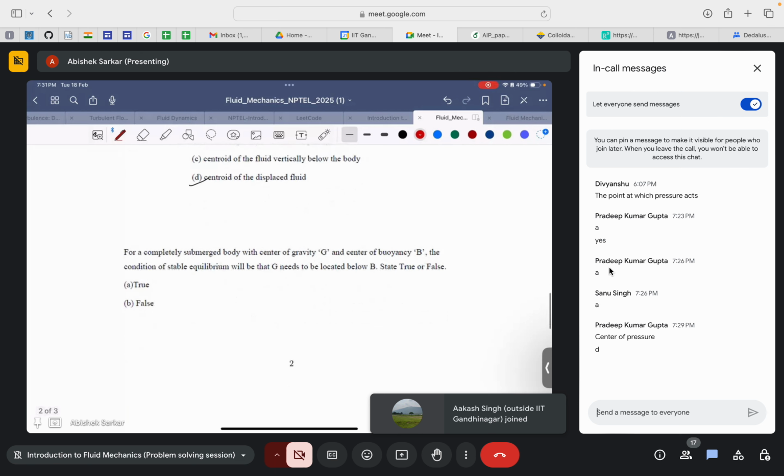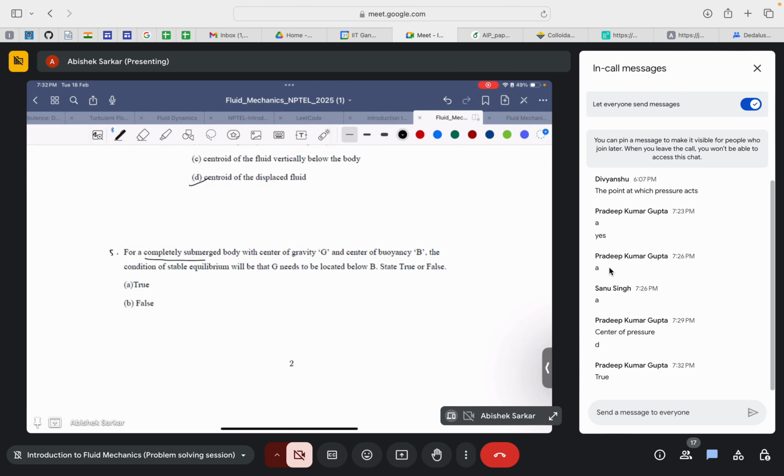Okay, so next question is question number 5, I guess. For a completely submerged body with a center of gravity G and the center of buoyancy B, the condition of stable equilibrium will be that G needs to be located below B. So is it true or false? Completely submerged, G needs to be below B. Pradeep says it's true. So let us wait for other responses as well.